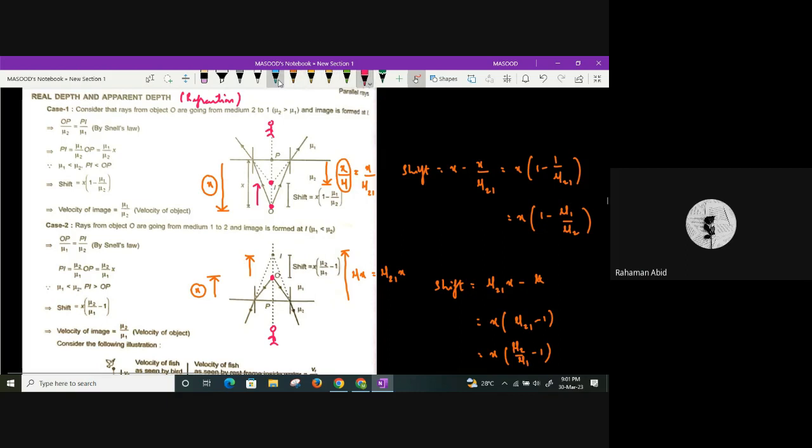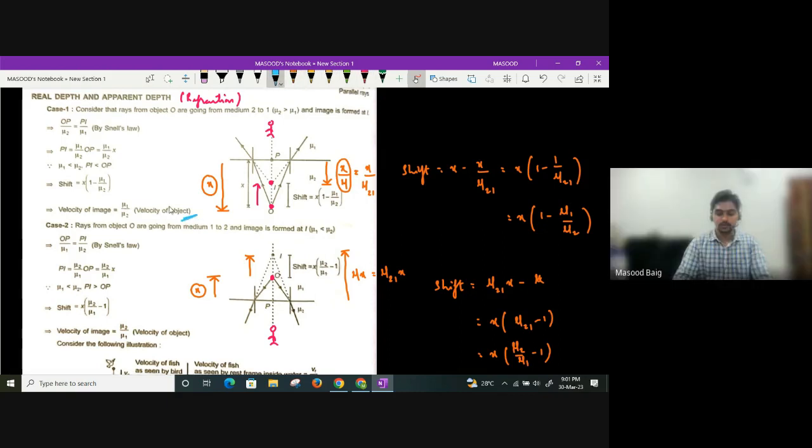Yes, sir. Right. Similarly, velocity of image will become, please remember like this: in first case, you will get mu1 by mu2. In second case, you will get mu2 by mu1. So in first case, velocity of image will be mu1 by mu2 times the velocity of object. In second case, velocity of image will be mu2 by mu1 times the velocity of object. Is that clear? Very simple cases.